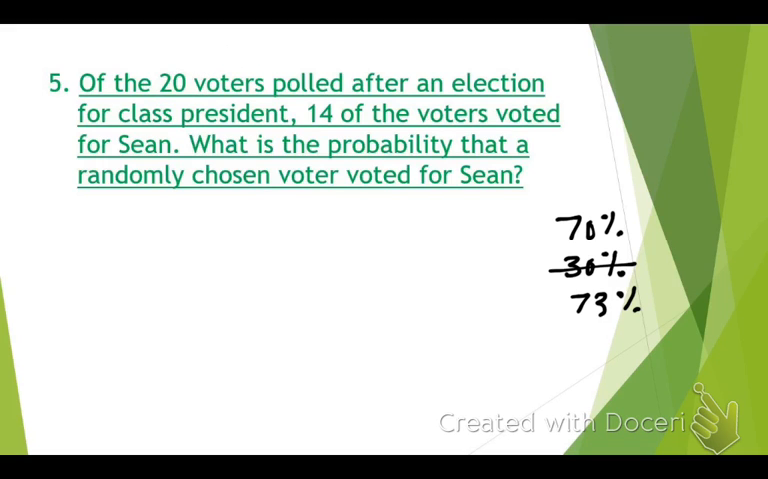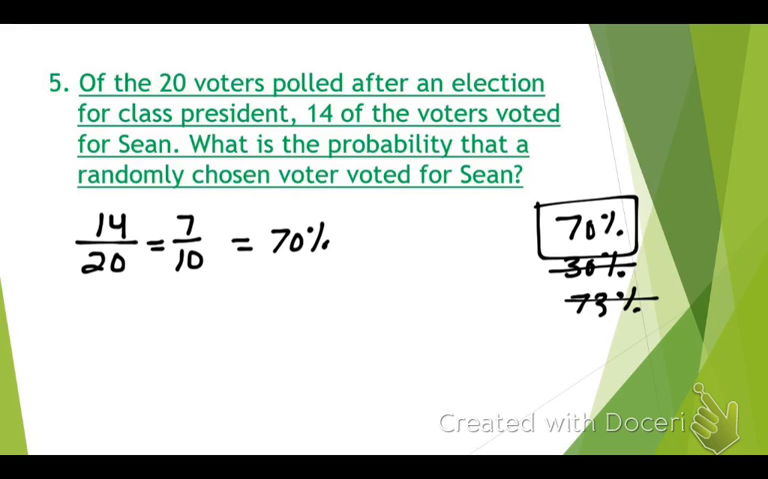So this is an actual experiment. Let's say I went up to a class of 20, and I went up to one random person and said, hey, did you vote for Sean? Out of those 20, how many people did vote for Sean? 14. That is the number of successes, people who voted for Sean. How many total people voted? 20. Reduce that. Basically, you cut it in half. You get 7/10. What percentage is 7/10? 70%. 0.7 is the decimal. So this one was not correct, but this one was our correct answer. There's a 70% chance, or a 7 out of 10 chance, that that person voted for Sean.